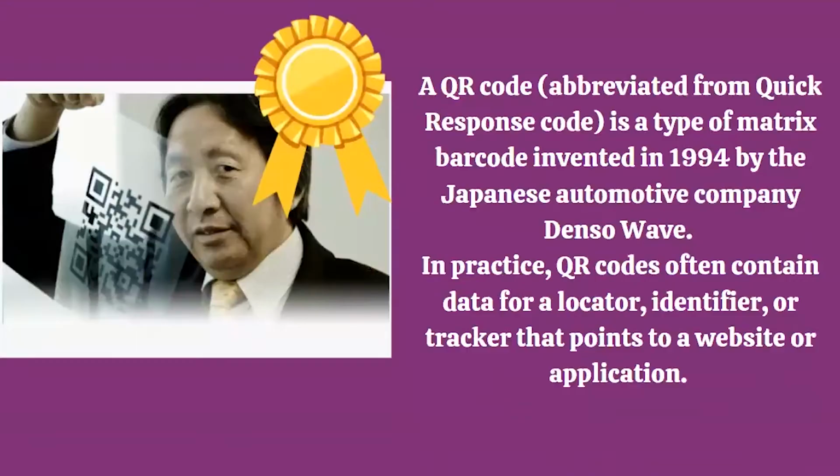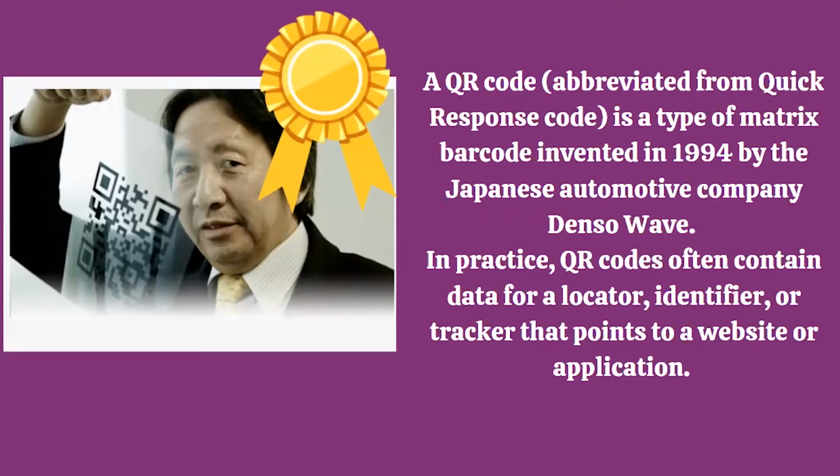Right, so as always, I will just give you a little bit of background information about QR codes. QR codes, I just found out today, is an abbreviation of Quick Response code. It's a type of matrix that was invented in 1994 by, of course, a Japanese company called Denso Wave. This guy in the picture actually received an inventor's award for creating QR codes.